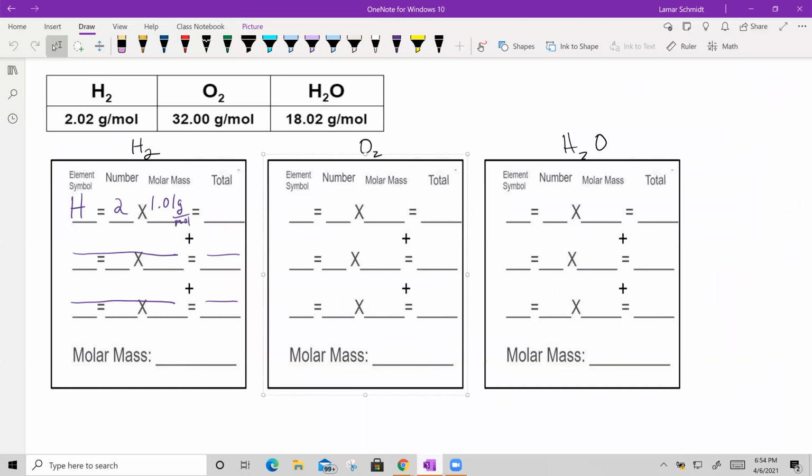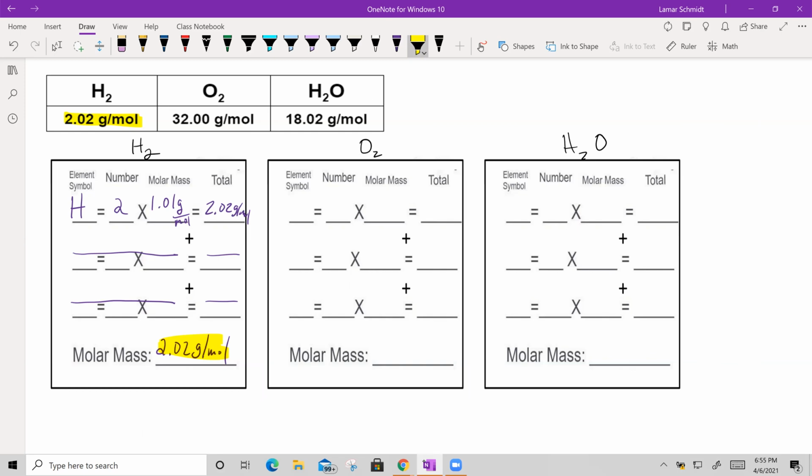And what you will notice is that 2.02 grams per mole is not going to be added to anything else because we don't have any other elements in H2, or in molecular hydrogen. And so our molar mass is 2.02 grams per mole. And that's exactly what we're getting. So that is how we get the molar mass.